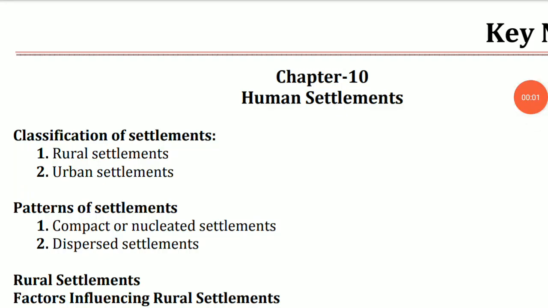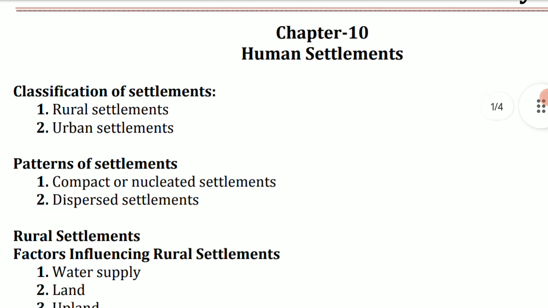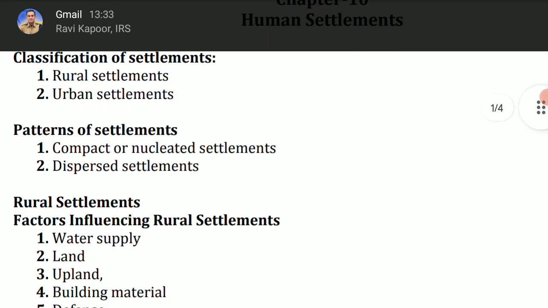Now, hello, buddy. What we have is chapter 10 of our human geography, human settlements. In very brief, we are going to just discuss that. First, what is in the chapter is what are the two types of settlements: first is rural settlement and second is urban settlements. And all the details will be clear to you, I think.